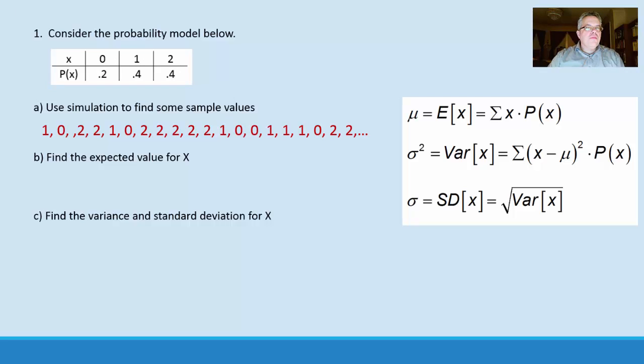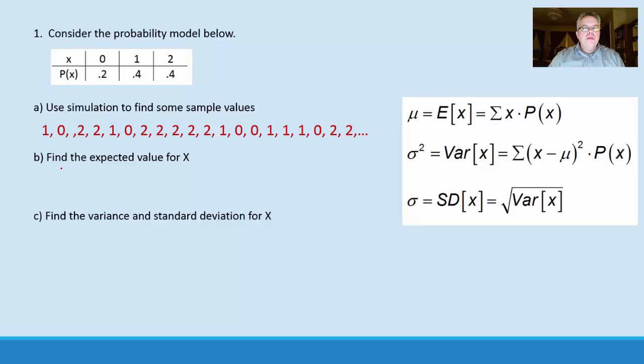All right, so the first one's actually kind of done for us. It says use simulation to find some sample values. So I actually did this on my calculator, like we did in the simulation chapter. And here's some sample values. We can only get 0s, 1s, or 2s because that's the only values our random variable can take on. And if we did this in the long run many times, we should see that 40% of them are 1s, 40% of them are 2s, and 20% are 0s if we did it a lot.